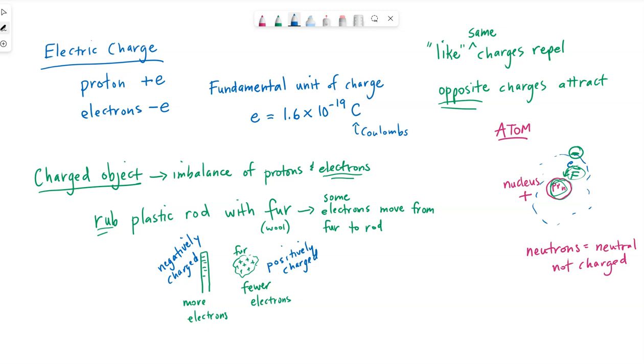Now, the number of electrons that left the fur are now on the rod. So there's a specific number that will have transferred. And this rod could be used to charge something else. It could be used to attract.